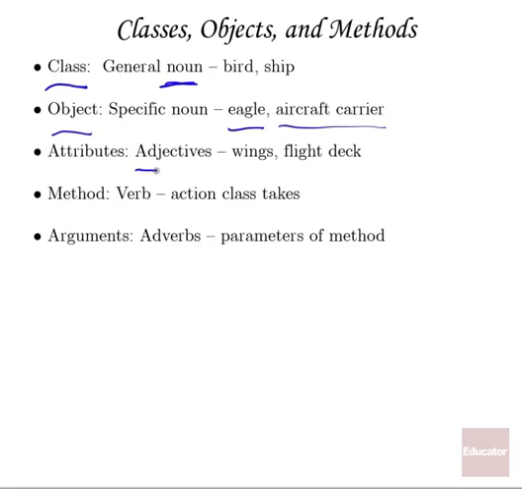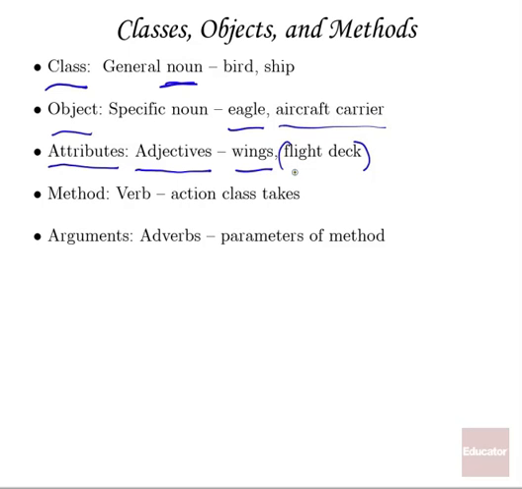Then when it comes to something like a modifier or a descriptor, like an adjective, in Java they usually call those attributes. And you might say part of the eagle are the wings, or part of the aircraft carrier is the flight deck. So that's part of the object.